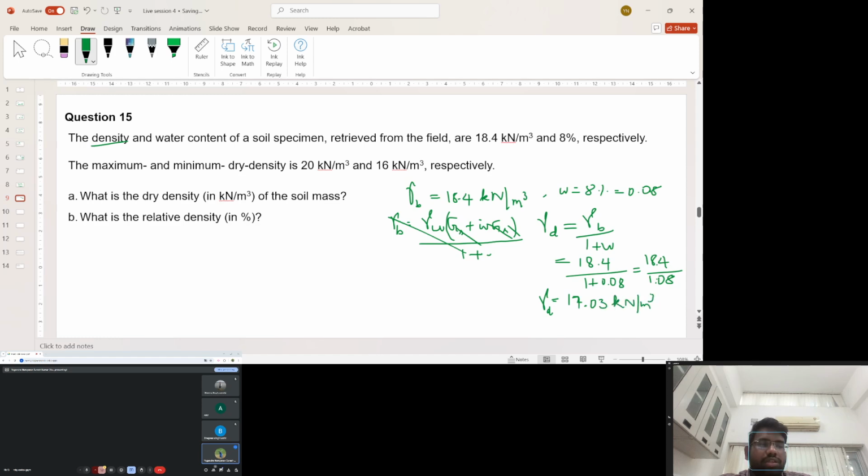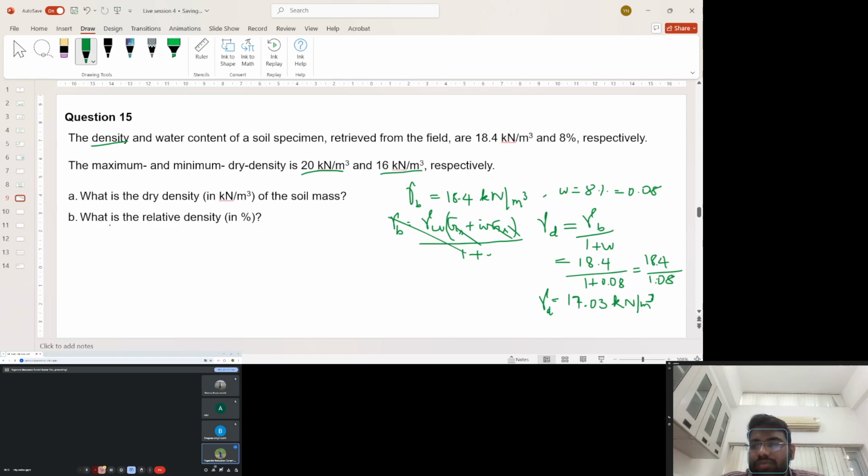How can we check whether our answer is right or wrong? It should be between the maximum and minimum densities. Yeah. So one of the simple ways of cross checking is to check whether it is in the range of 16 to 20, whether it lies in between. If you are getting lesser values, then it is wrong. If you are getting more values, you are making some mistakes in calculation.